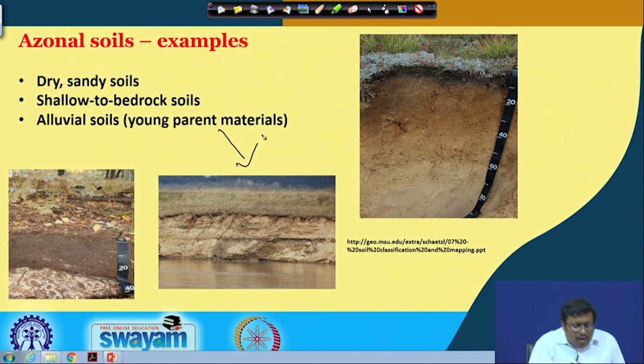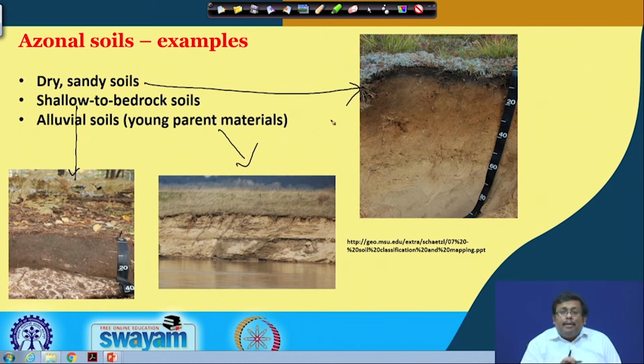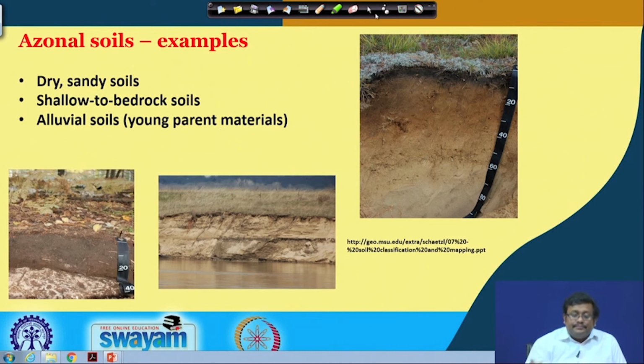In all these soils, you will not see a proper soil horizonation. This one is a shallow to bedrock soil, and this is a dry sandy soil. In other words, soil horizons are not easily visible. There are no properly developed master horizons. That is why they are called young soils or poorly developed soils. So, these are examples of azonal soils.